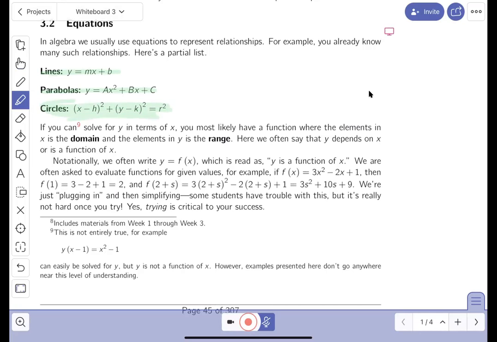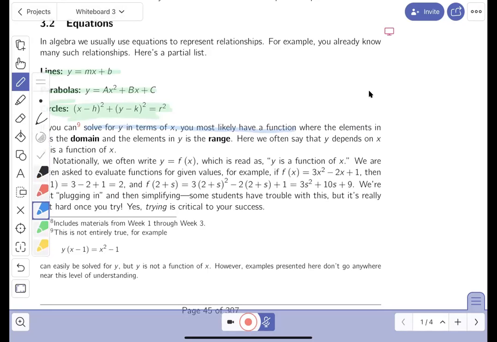And then what they asked you about these graphs when you got them might have seemed rather abstract to you. They might have asked you, is it a function? Well, the bottom line is, if you can solve for y in terms of x, you most likely have a function. So let me just emphasize that to you. If you can solve for y in terms of x, you most likely have a function.